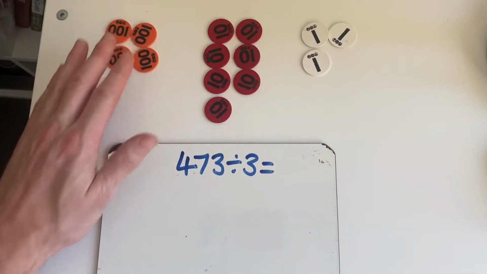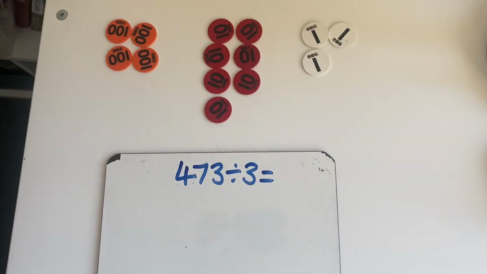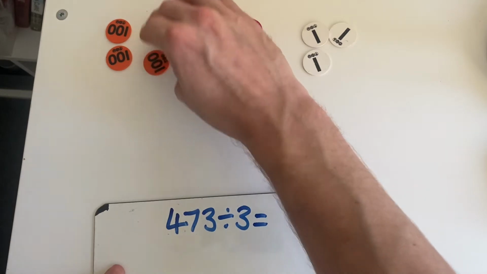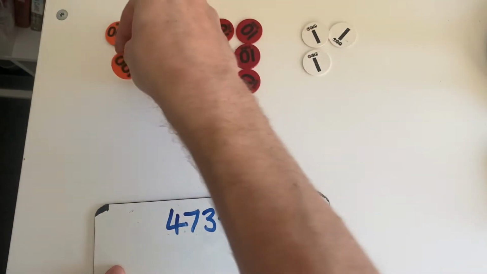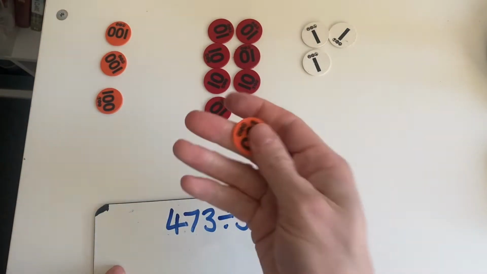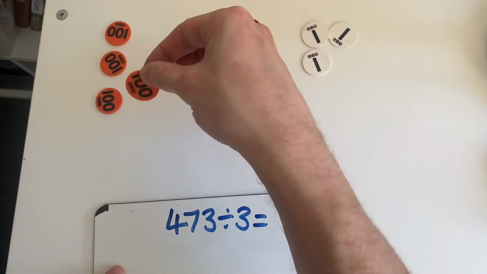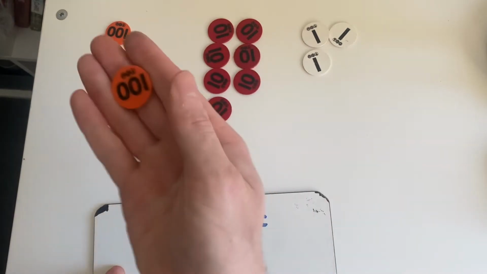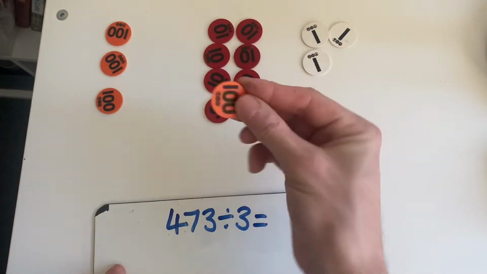We need to divide each value by 3. We need to get 3 equal groups. So to begin with, we'll take our hundreds. So we need to make 3 groups, and we'll do that by going down 1, 2, 3. Now we've got 1 left over, so we can start putting it in here. However, because we don't have any more, we can't make these 3 groups to be equal. So this 100 here, we need to carry across, and we need to exchange it for 10 tens.